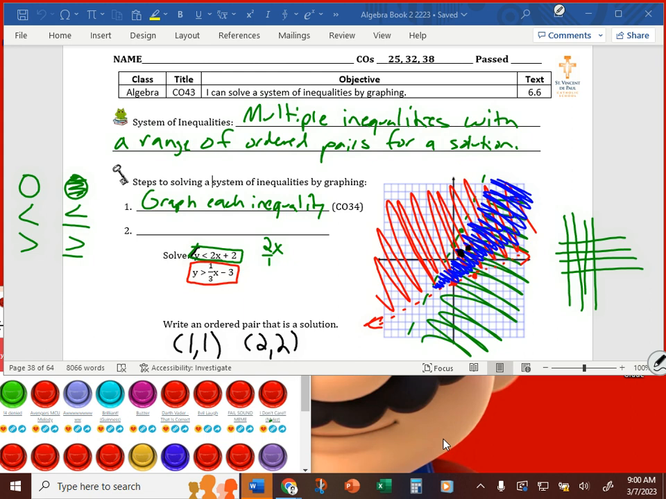Okay. Questions? Comments, concerns, complaints, congratulations, or criticisms? Colin? What is step number 2? Step number 2 is to, let's see, the solution is in the overlapping region. Thank you. The solution is in the overlapping region. Nate? 0, 0. 0, 0 is a solution as well. Correct. Thank you. Anything else? Okay.